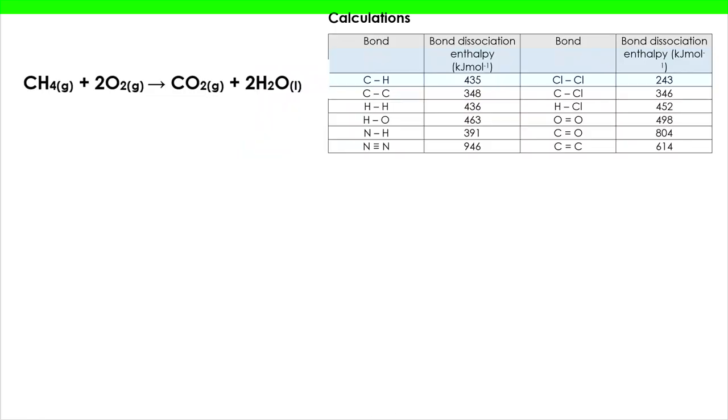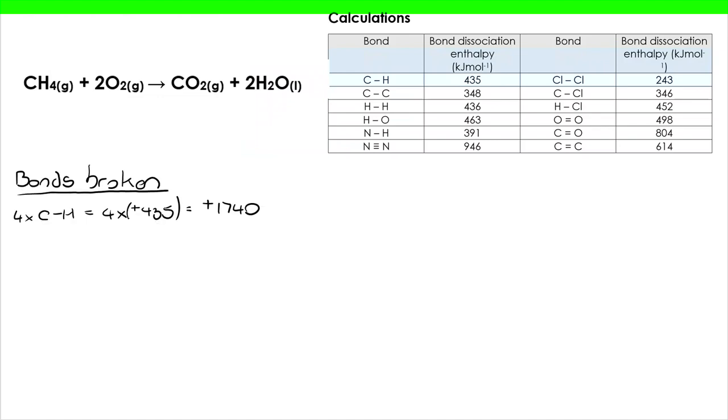So have a go at this question. And there are different ways of setting out the answer. I always tend to do it in this way. I take my bonds broken, and I've got 4 CHs, and I've got 2 O double bond Os. So I've got a total of 2736. That's plus 2736 because we're breaking all of those bonds. Bond breaking is endothermic, endothermic is positive.